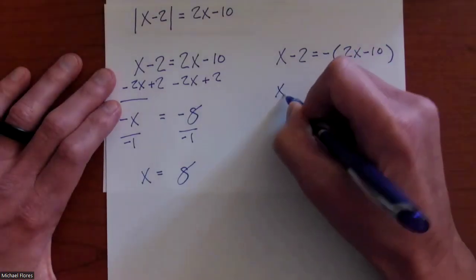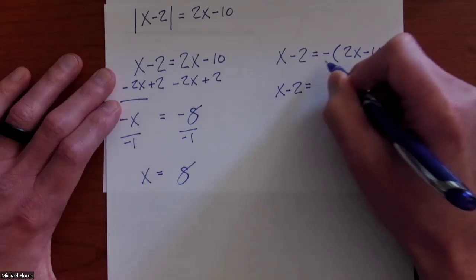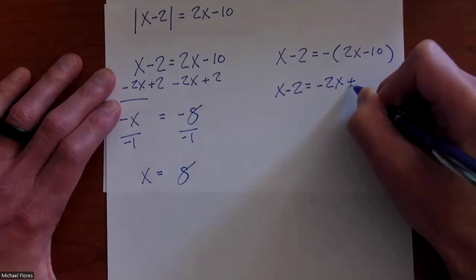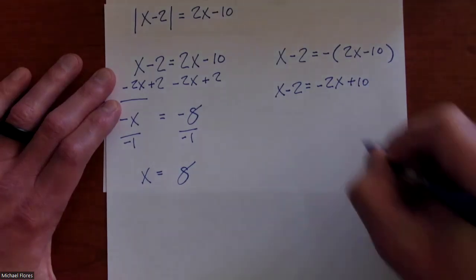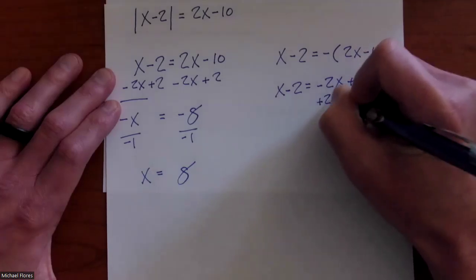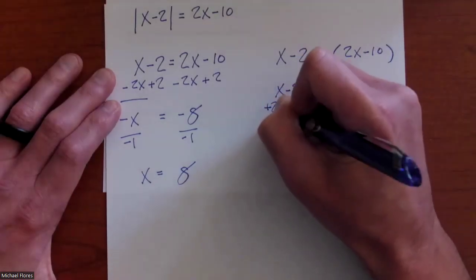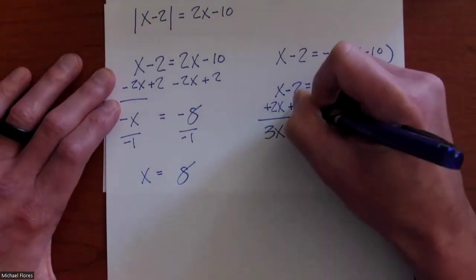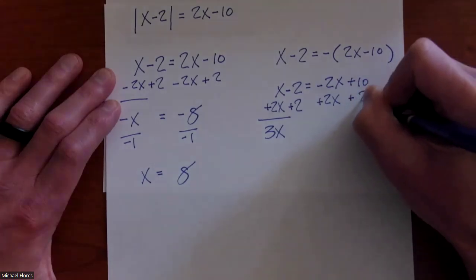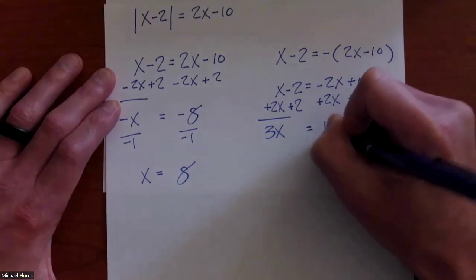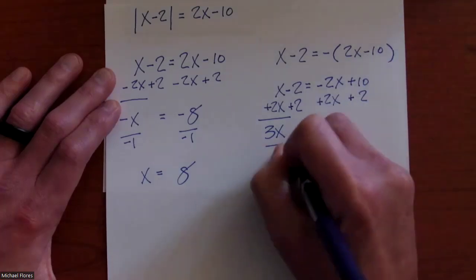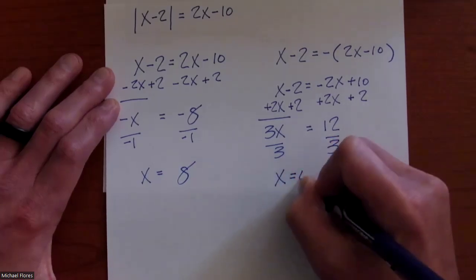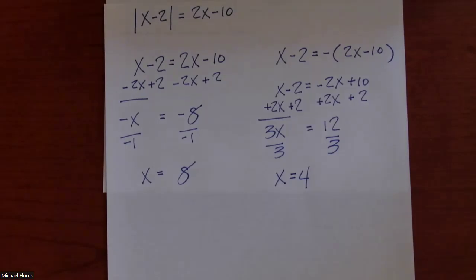All right, let's start simplifying this one. Distribute. Distribute. Now let's combine like terms. Add 2, bring it over here with the +10. 10 plus 2 is 12. Divide the 3, x equals 4. All right, now we want to check them.